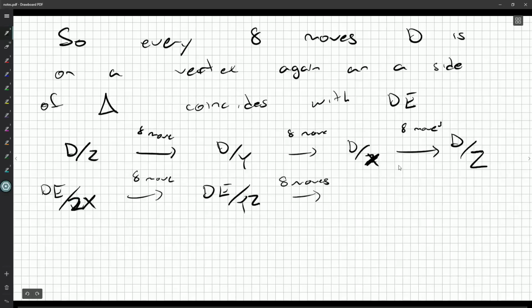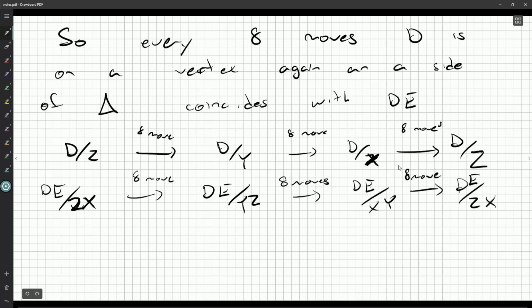8 moves. D goes to X. E goes to Y. I mean, E is not matching up with Y, but E and Y are in the same sort of direction from D and X, which coincide. And so 8 moves again. DE will coincide with ZX.